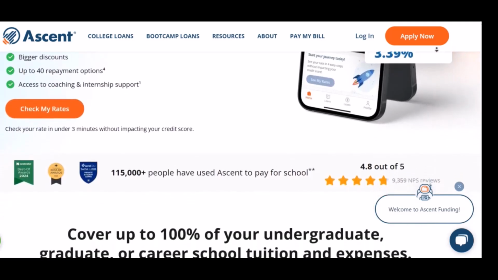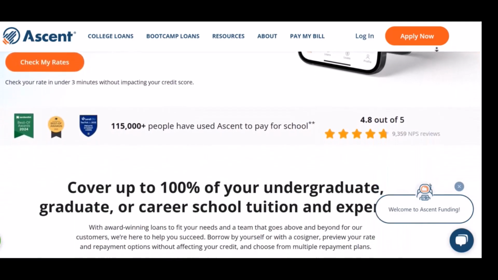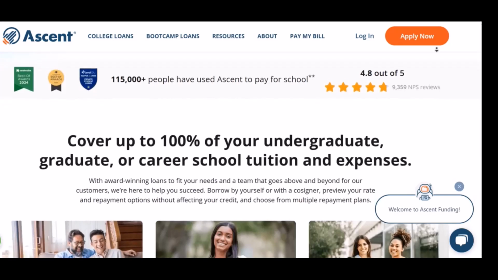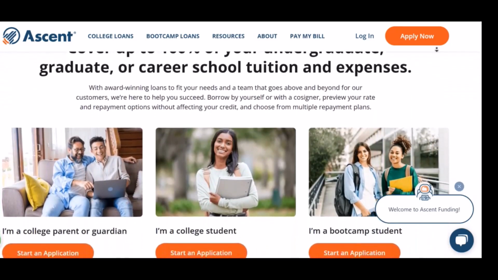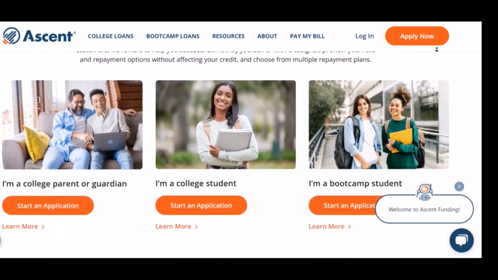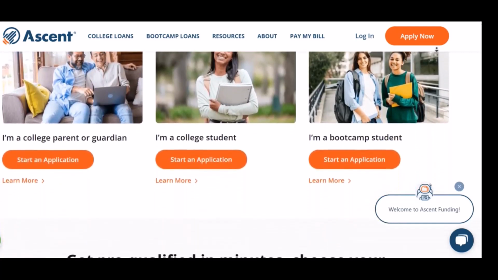From application to conditional approval: 1 to 2 business days. From approval to loan acceptance and initial verification, depending on the borrower, could be a few days.